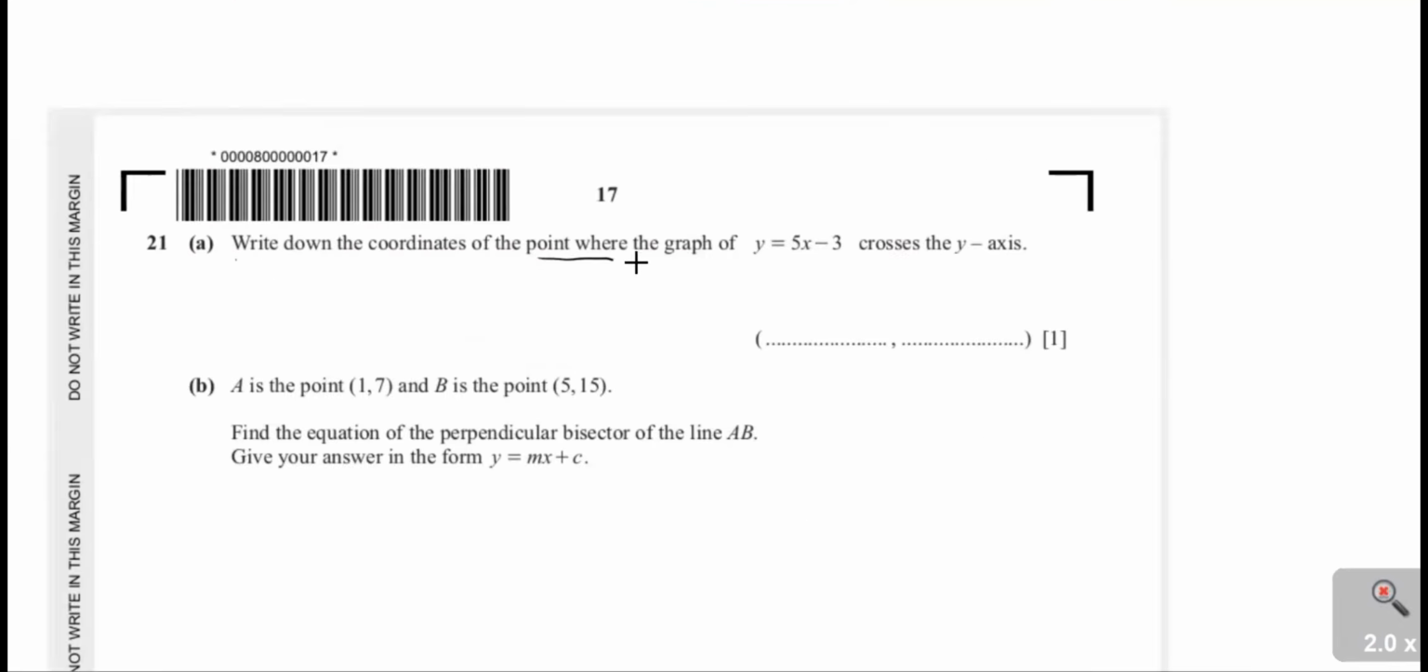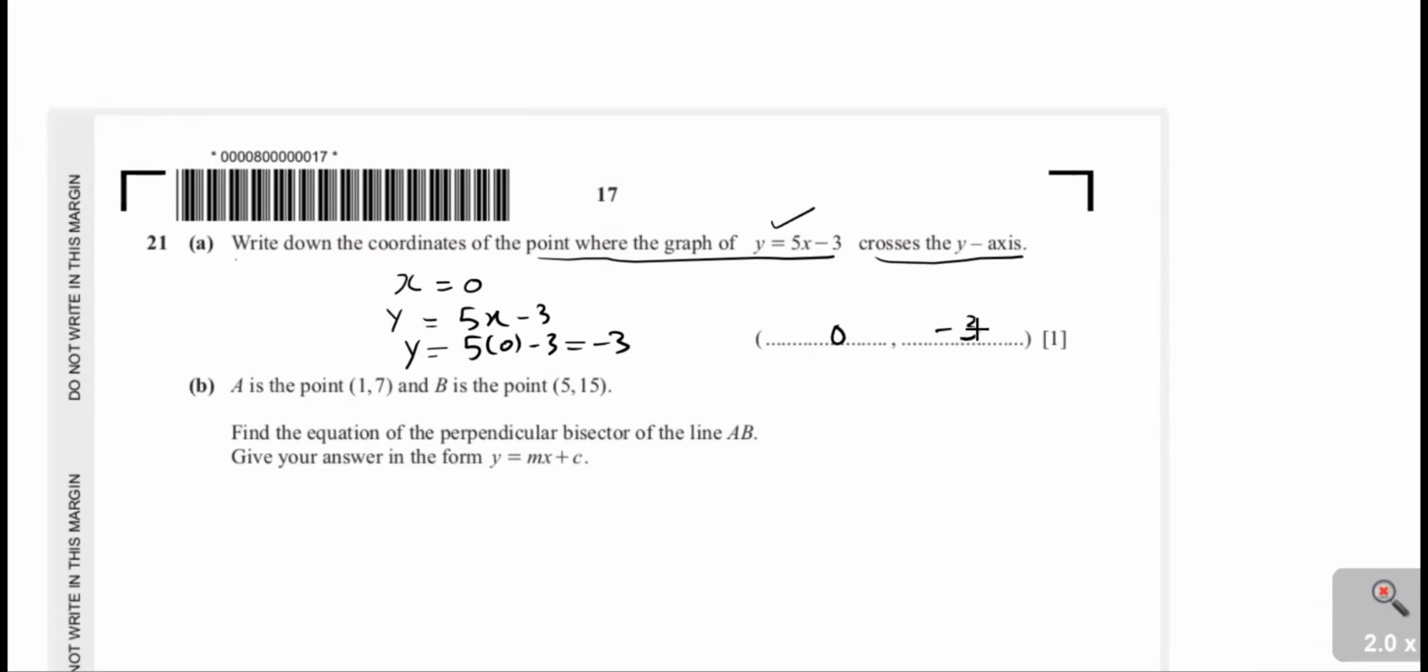Question 21 part A. Write down the coordinates of the point where the graph y equals 5x minus 3 crosses the y-axis. Look here, this function crosses the y-axis. It means when the function crosses the y-axis, the x coordinate will be 0. Therefore, we write x equal to 0. Now we will substitute this value in the equation y equals 5x minus 3. When we substitute x as 0, the value of y will be equal to minus 3. And the coordinates of the point where the graph crosses the y-axis will be 0, minus 3.